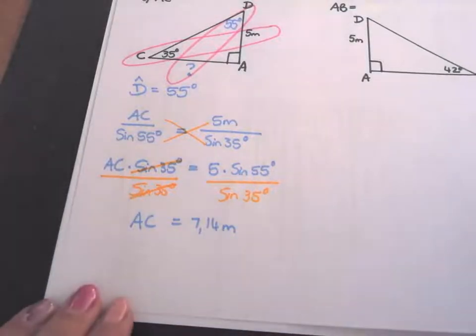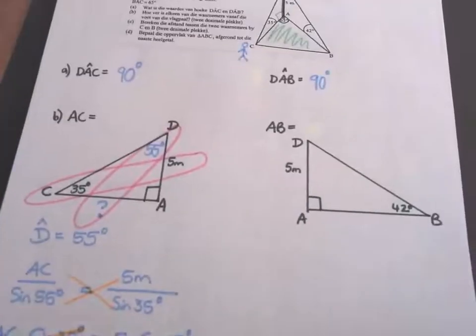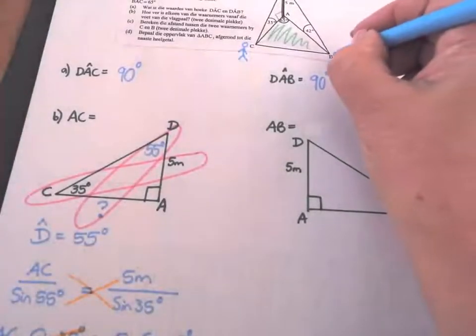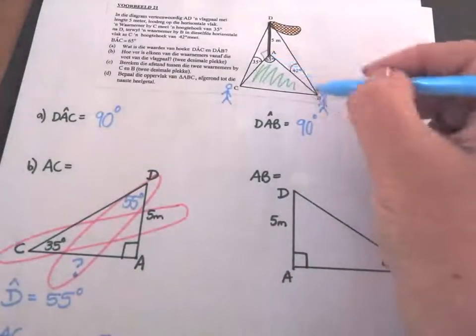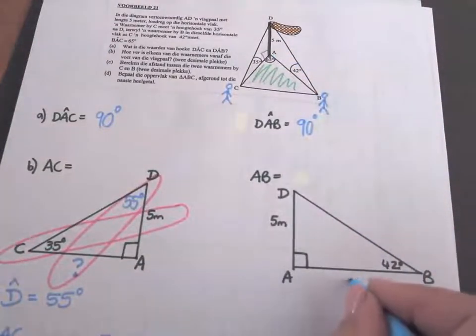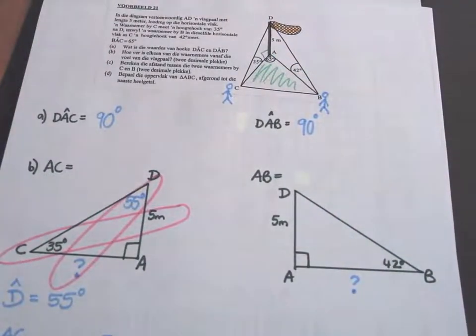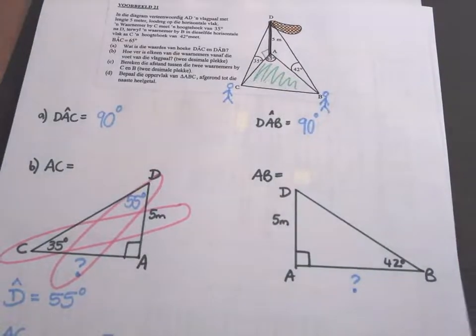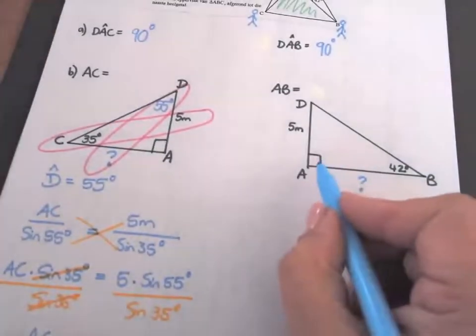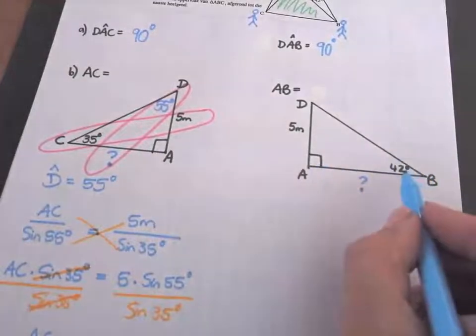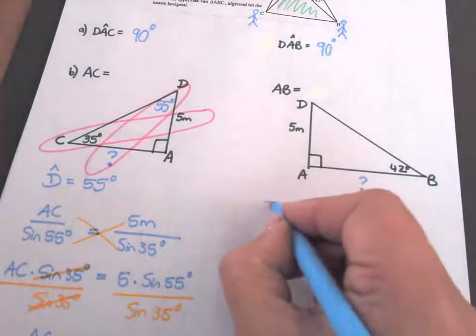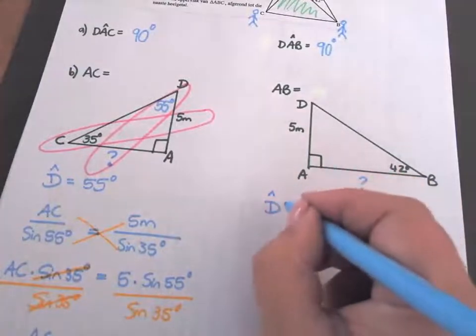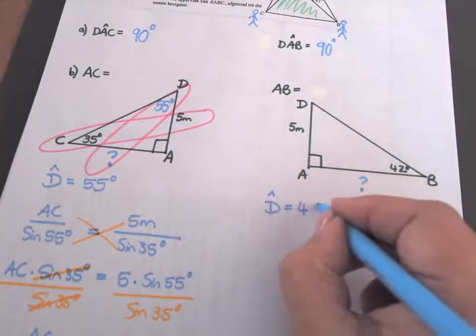The next question is, how far does this little man stand from the flagpole? So I want AB's length. Again, we determined that this is 90 degrees. They give us the angle of elevation is 42 degrees. Can I calculate angle D? Yes. With angles of a triangle. And this is 48 degrees.